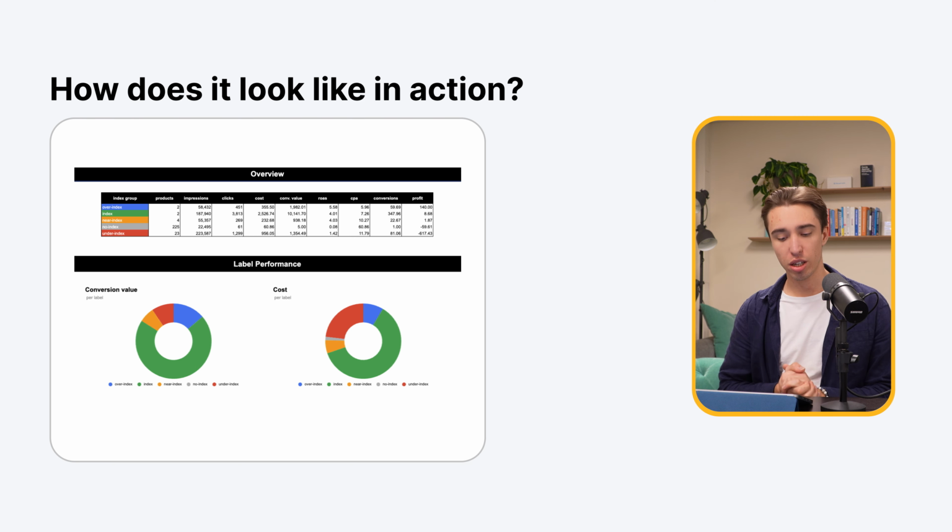So how does it look in action? In the screenshot, you can see that you have an overview tab, and in that overview tab, you have all of the different index groups and how many products are in there, and some metrics like impressions, clicks, cost, conversions. We also have some graphs below it, which show the conversion value and the cost per index group. What you can do with it is submit it to Google Merchant Center. I have a video guide on how to set it up in another video, which I will recommend at the end of the video.